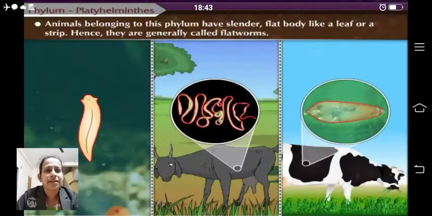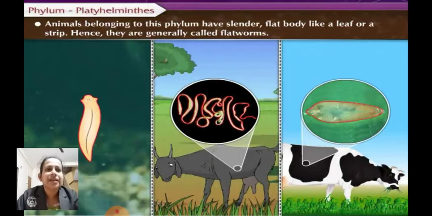Hello dear students, in animal classification, today let us continue with the next phylum, that is Phylum Platyhelminthes. Let us see what are the characteristics of this phylum. Now in this phylum animals have a slender, flat body like a leaf or strip. Hence, they are generally referred to as flatworms.